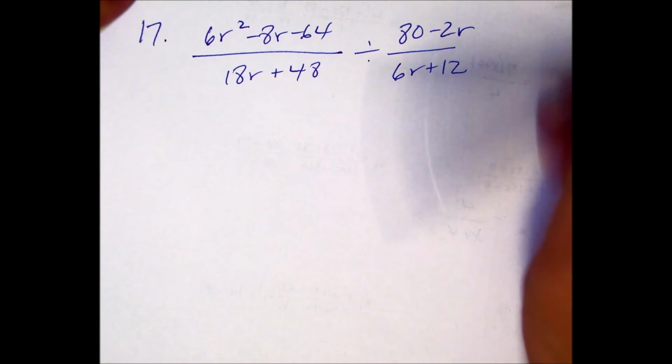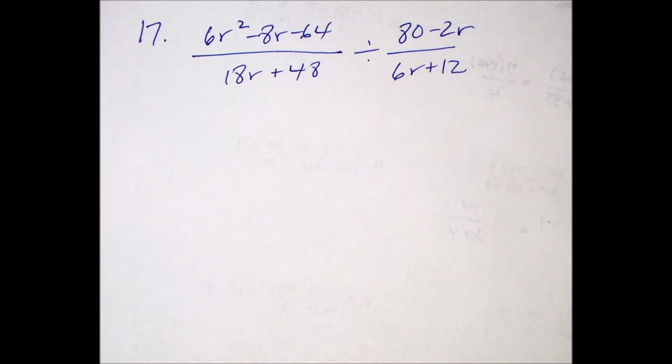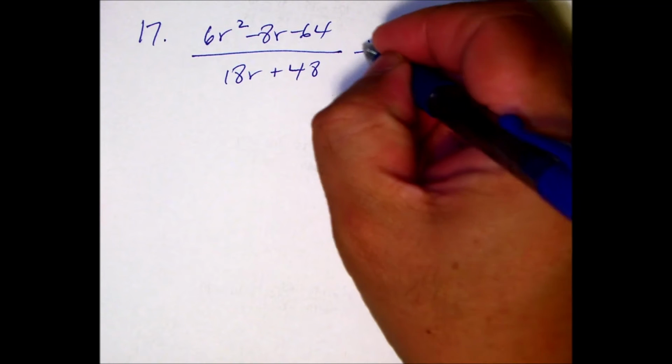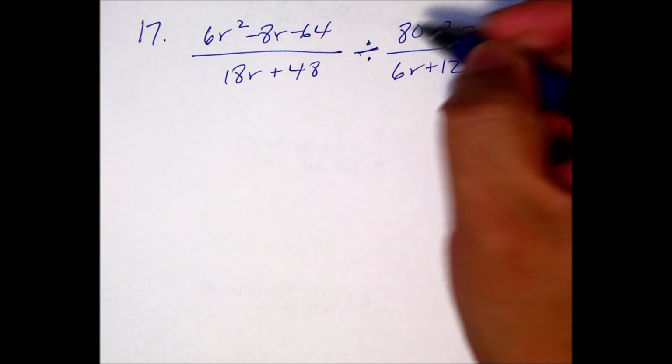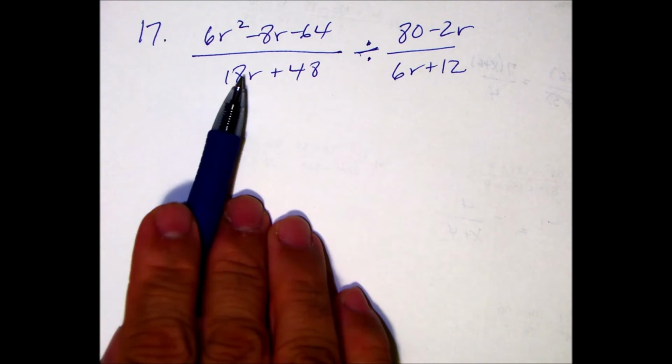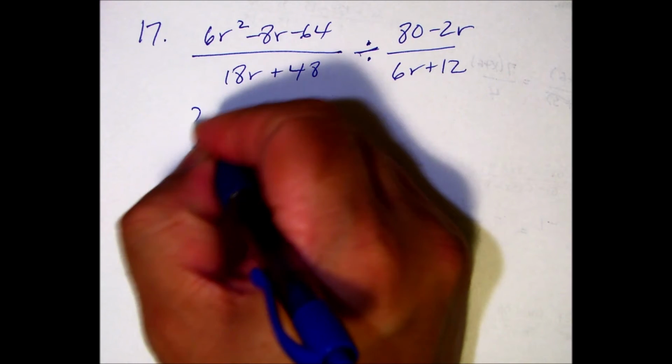Alright, this is number 17. I know it looks different because I did it wrong the first time. I left something off. I forgot there was something else in the problem. So I'm just doing it again. Anyways, here we go. I am going to factor out a 2.